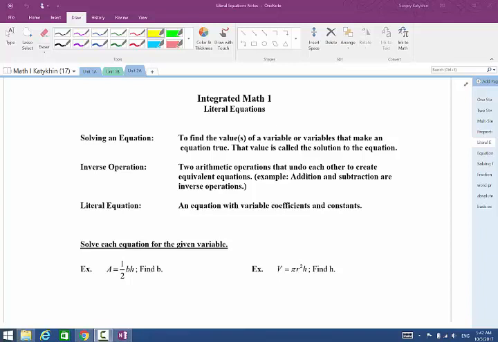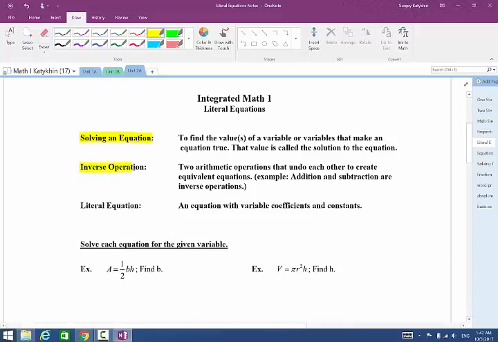Today we're going to be looking at literal equations. One of the things that we should already know is a few definitions. First one is solving an equation. Again, we've talked about this quite a few times now, but it's when you find the value or values of the variable or variables that make the equation true.